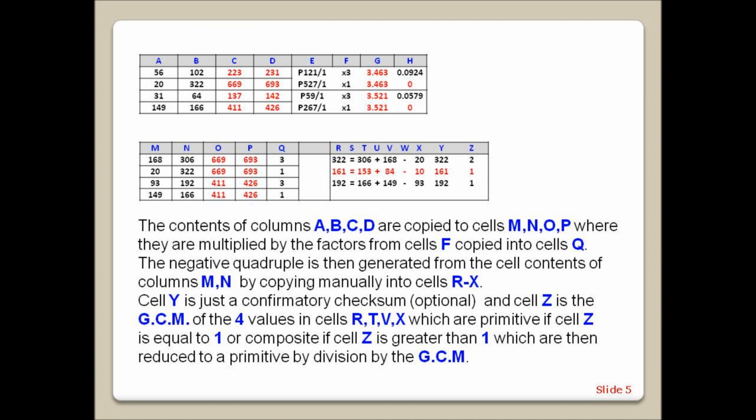Cell Y is just a confirmatory checksum, optional, and cell Z is the greatest common multiple of the 4 values in cells of column R, T, V and X, which are primitive if cell Z is equal to 1, or composite if cell Z is greater than 1, which are then reduced to a primitive by division by the greatest common multiple.